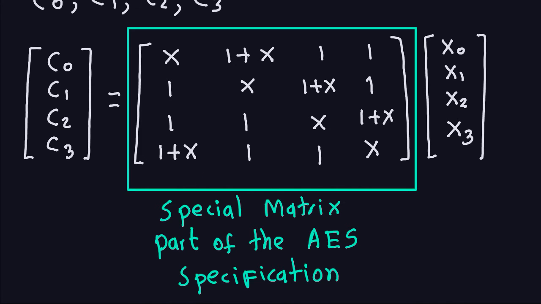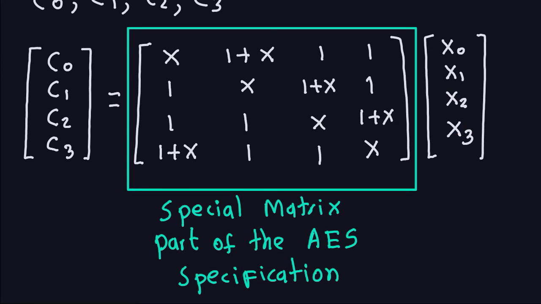So this is a matrix that is always used in this algorithm. The first entry is x, and in this position 1 plus x, 1 and 1; then 1, x, 1 plus x, 1; then 1, 1, x, 1 plus x; and 1 plus x, 1, 1 and x. So I'm going to multiply this matrix by these things that I know, x0, x1, x2, and x3.